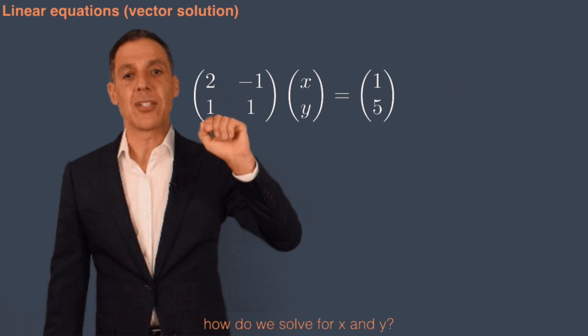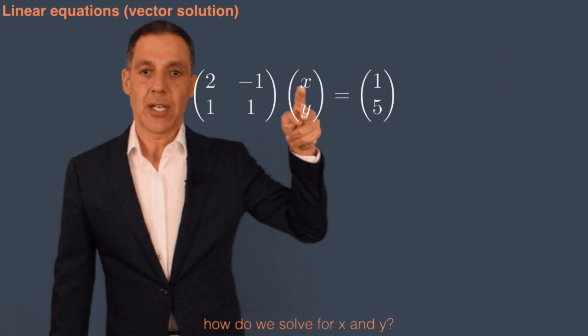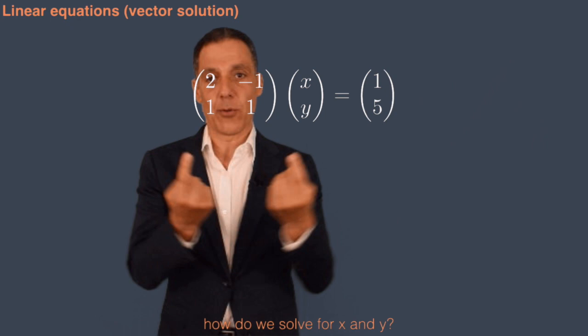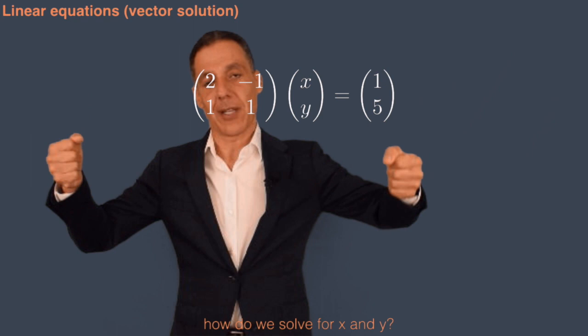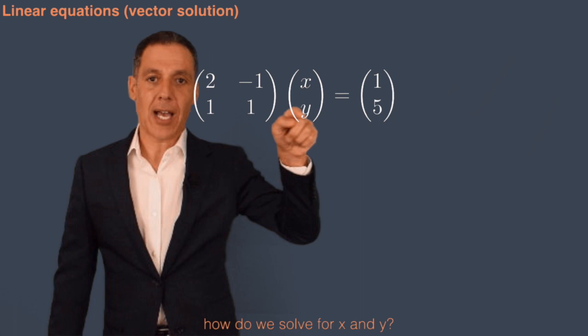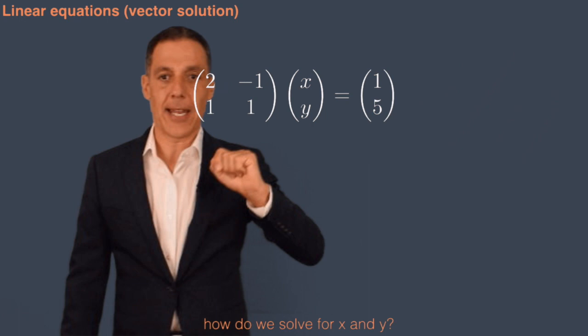In particular, remember that here I have a 2x2 matrix and a 2x1 vector. So 2x2, 2x1, the result must be 2x1. Those inner dimensions must match. And then the number of rows and the number of columns for the left and the right dictate the size of the output. So it's this row times this column is that element. This row times this column is equal to that element. So 2x minus y is equal to 1. x plus y is equal to 5.